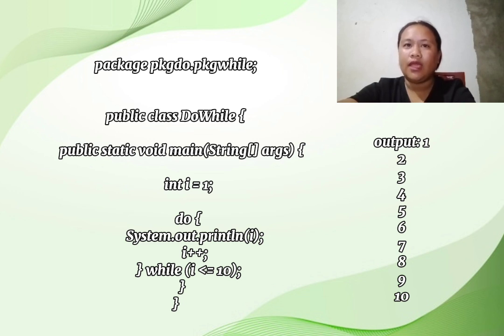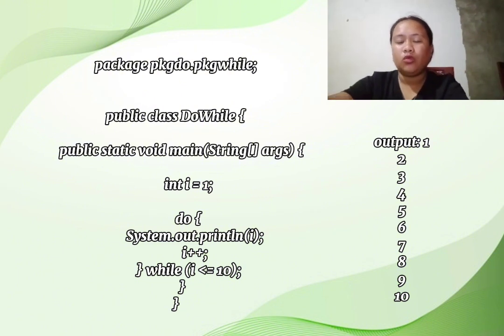When it reaches 11, at this point the condition becomes false. The result will display the numbers 1 to 10 on a separate line. It will become false when it reaches 11 because we declared that the value of I is only up to 10. So when it reaches 11, it will become false.